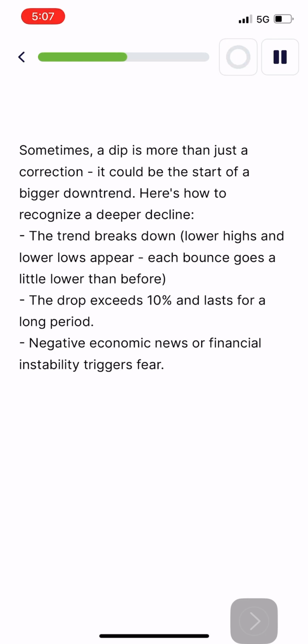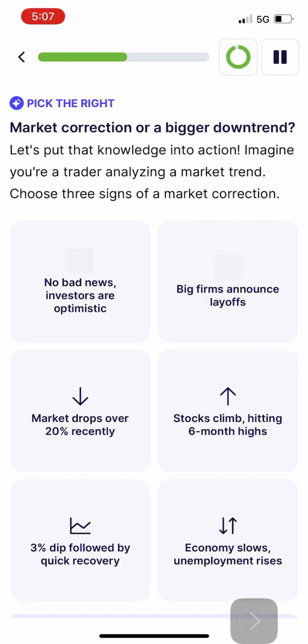Sometimes a dip is more than just a correction. It could be the start of a bigger downtrend. Here's how to recognize a deeper decline. The trend breaks down, lower highs and lower lows appear. Each bounce goes a little lower than before. The drop exceeds 10% and lasts for a long period. Negative economic news or financial instability triggers fear.